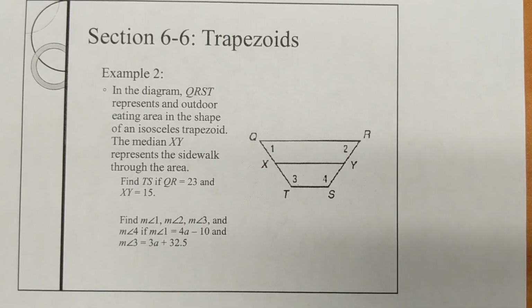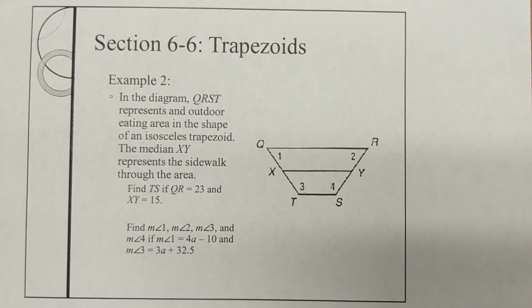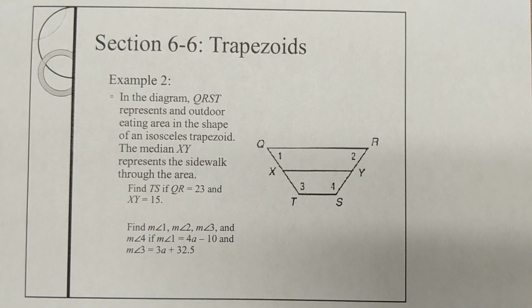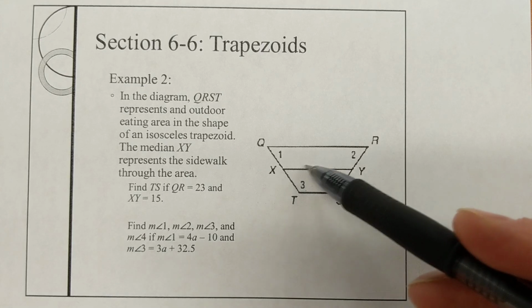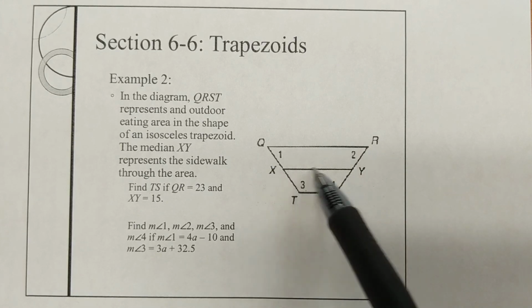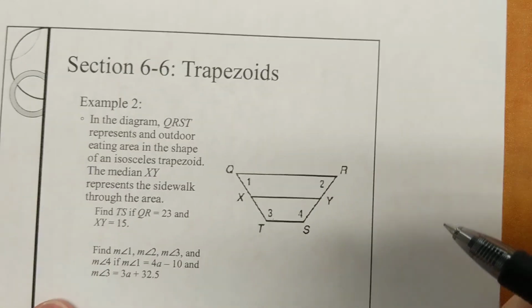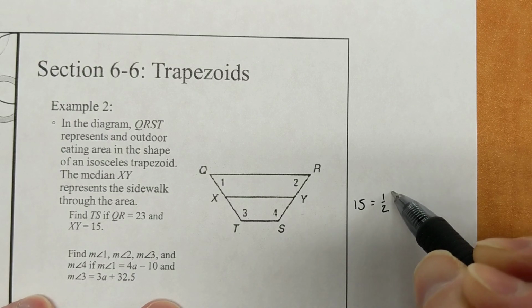So example 2 here, which I think is the last example. In the diagram, QRST represents an outdoor shape in an isosceles trapezoid, which means that QT and RS are the same length. The median XY represents the sidewalk. Find TS if QR is 23 and XY is 15. So to do that, we need to use the median formula. The length of the median is equal to 1/2 the sum of the bases.